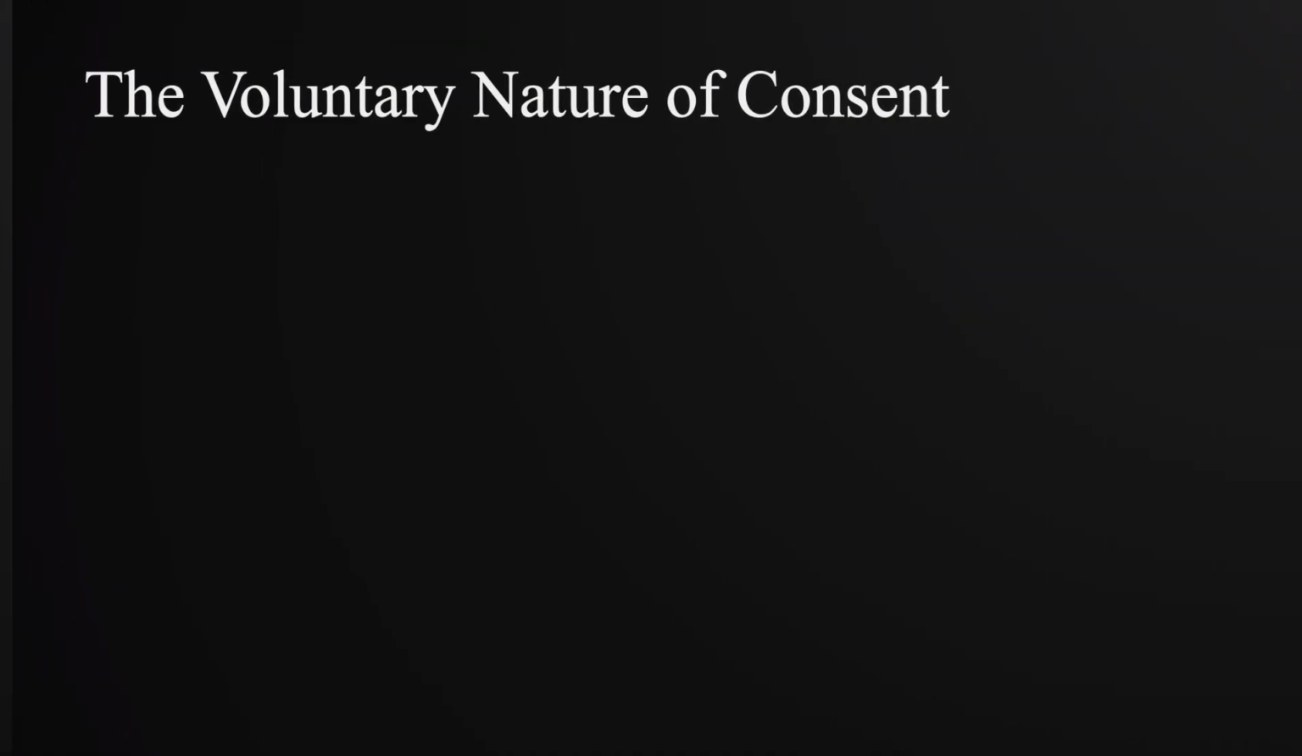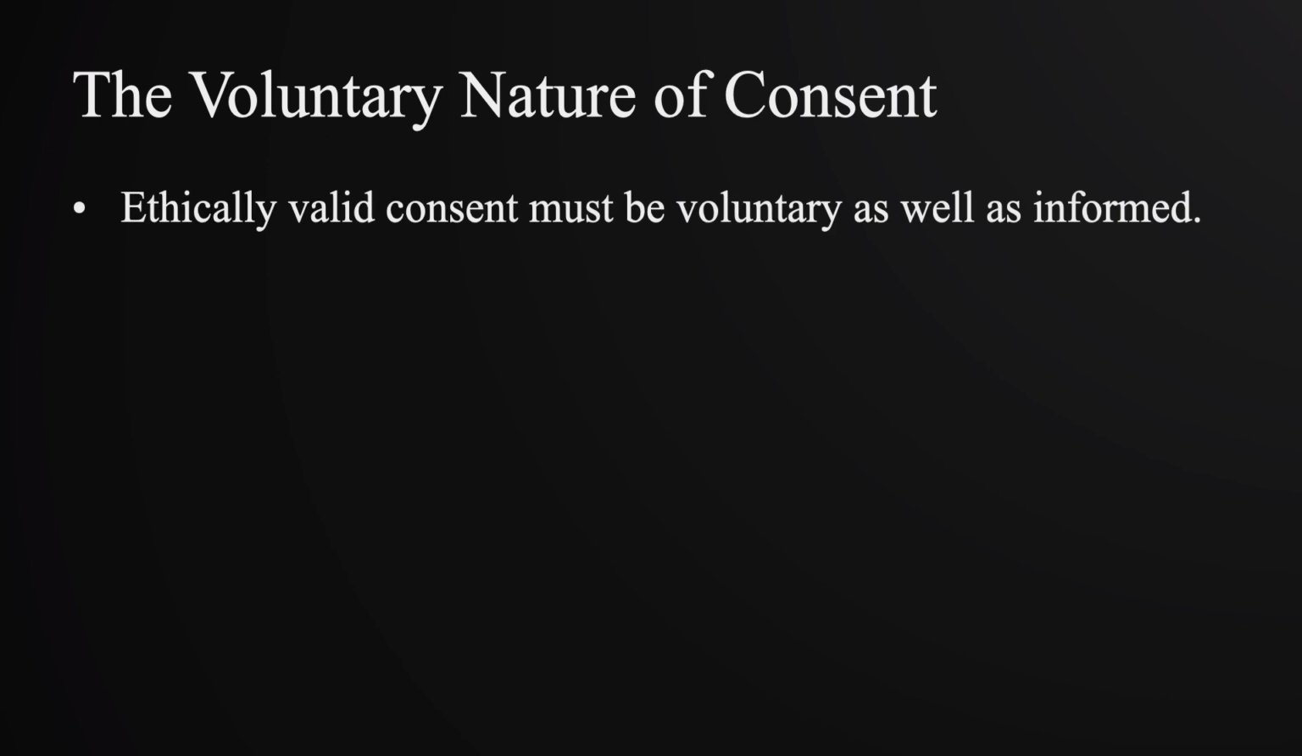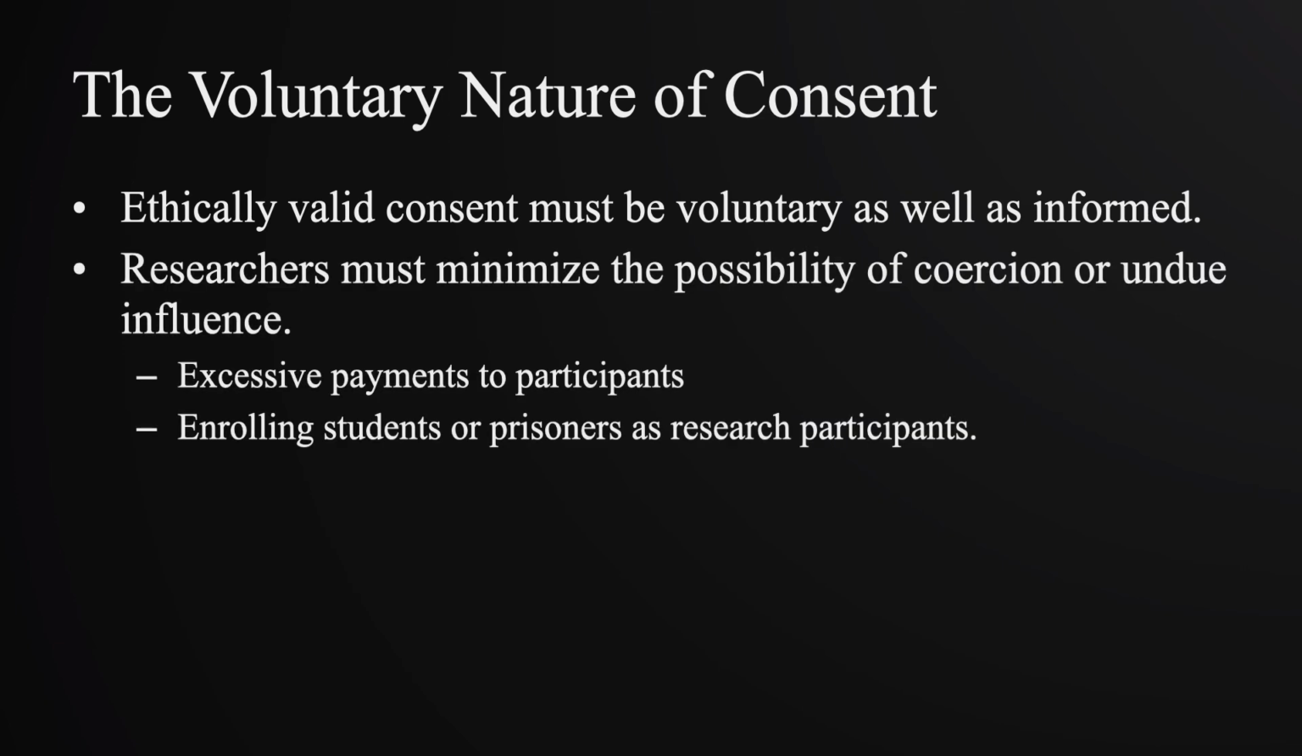Okay. So finally, the voluntary nature of the consent. Ethically valid consent must be voluntary as well as informed. Researchers must minimize the possibility of coercion or undue influence. So, for example, excessive payments to the participants to lure them into the study, or enrollment of students or prisoners as research participants. Of course, what we mean here is that you involuntarily enroll students.